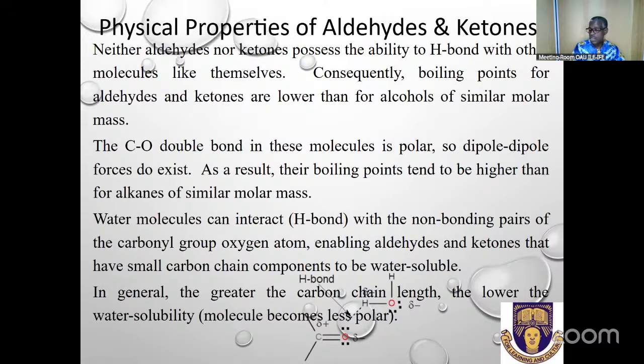I think this is a very convenient place to stop. I will drop notes on alcohol, ether, and carbonyl compounds for you. And we start tomorrow from chemical properties of aldehydes and ketones.